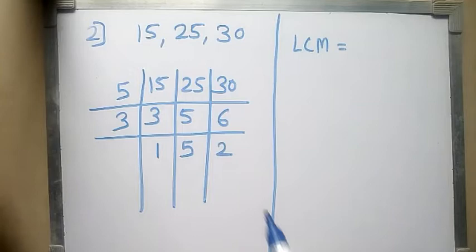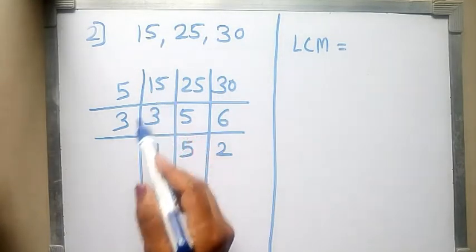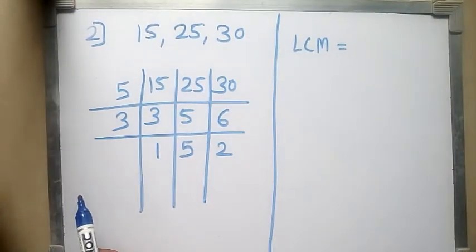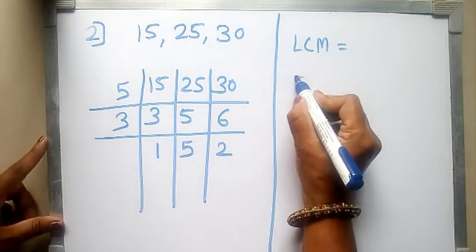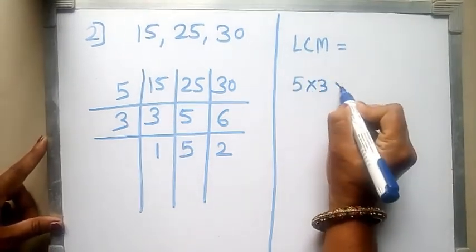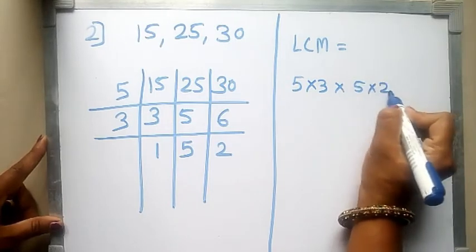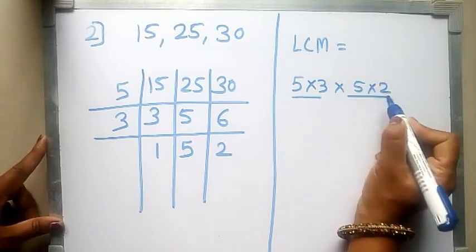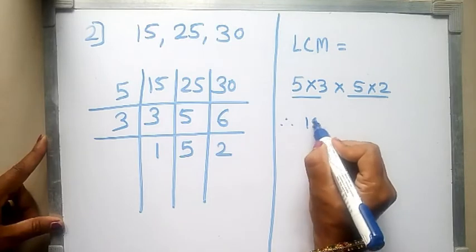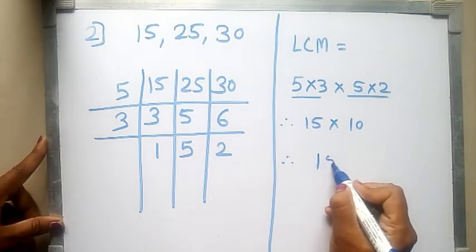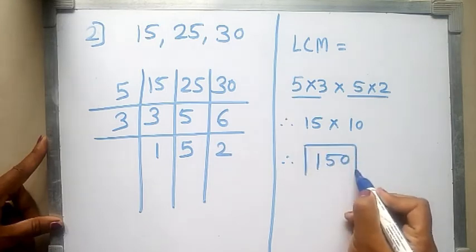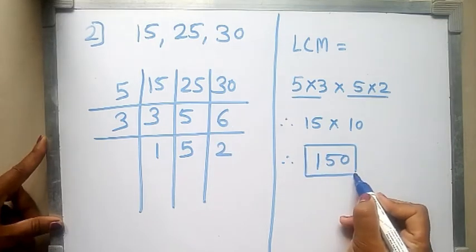Second example is 15, 25, 30. Find the prime factors. LCM is equal to 5 into 3 into 5 into 2. 5 3s are 15. 5 2s are 10. 15 multiplied by 10. Product is 150.